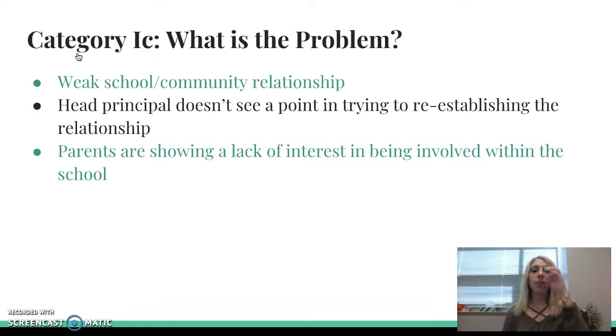1C, what is the problem? Currently, there is a very weak or non-existent school-community relationship, and the head principal doesn't see a point in trying to reestablish the relationship. He's comfortable just with the status quo and not having the parents be a part of the school. He feels it's easier that way and it wouldn't be worth his time to try to reestablish that relationship. And the parents are showing a lack of interest. They're not taking any initiative or asking to be involved within the school.